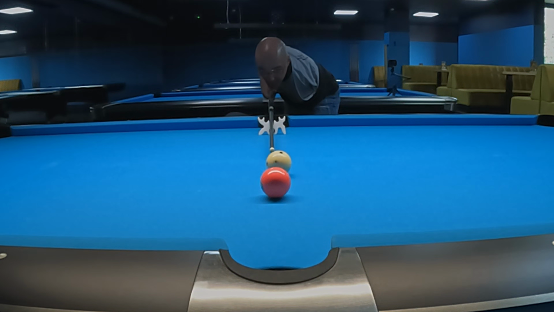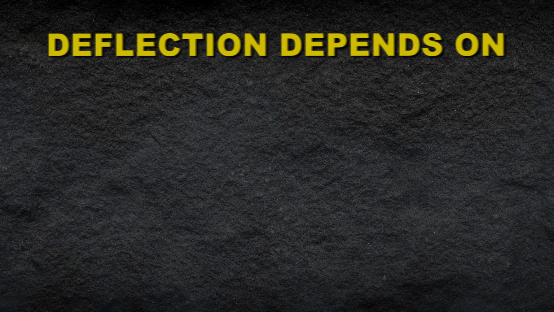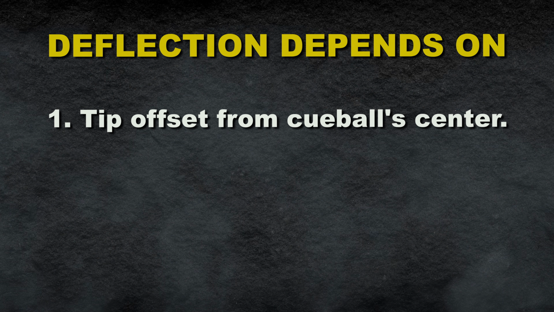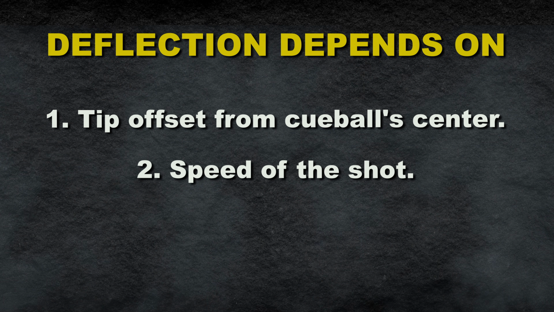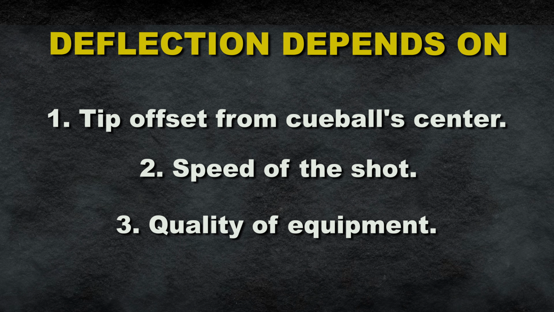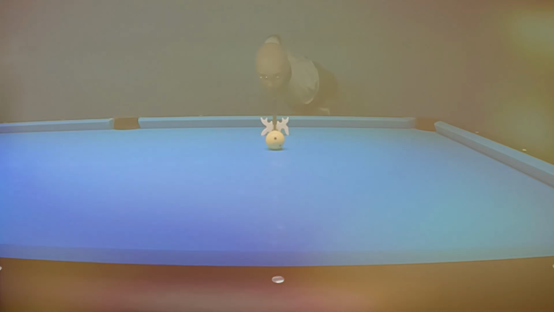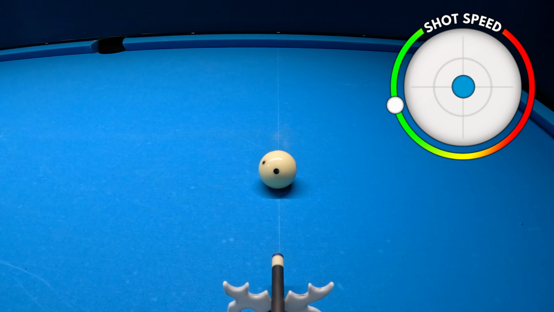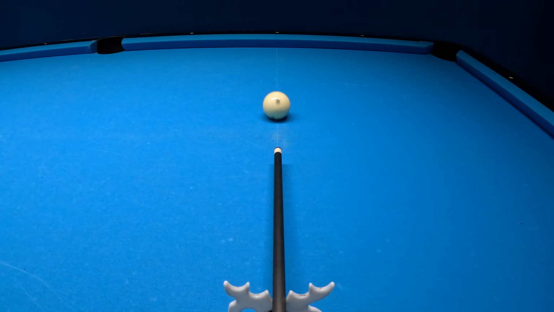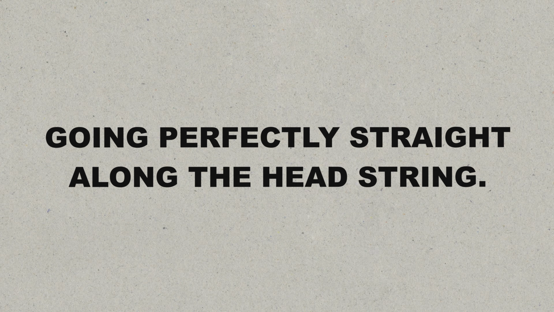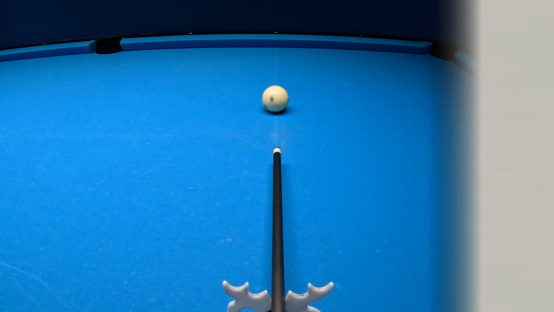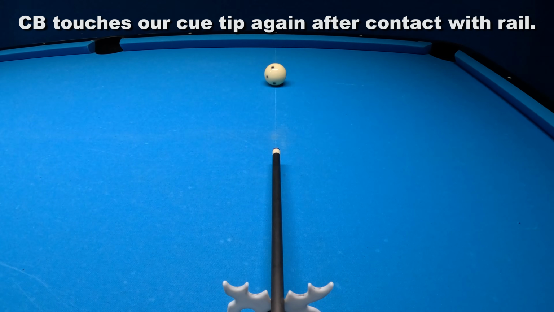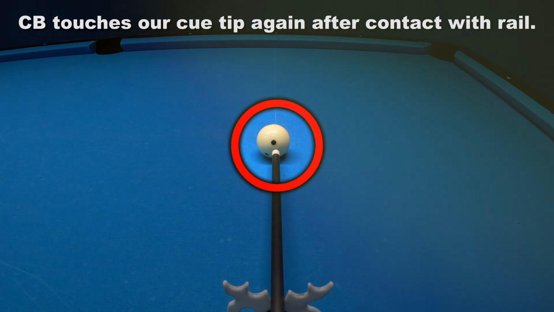The biggest factors that influence the level of deflection are tip offset from cue ball center, speed of the shot, and the quality of equipment. If we consider this situation when we are hitting the cue ball along the head string, then we can clearly see that if I hit the cue ball at its center, then it goes perfectly straight along the head string, and after contact with the rail touches our cue tip again.